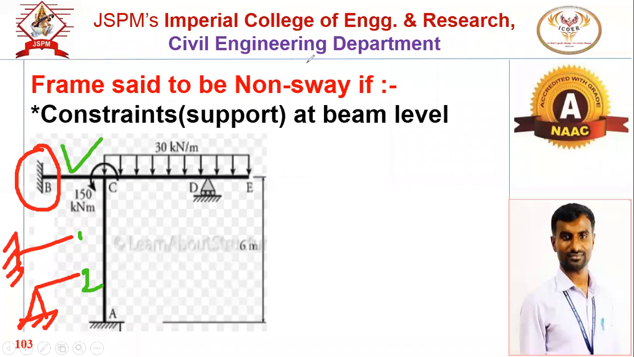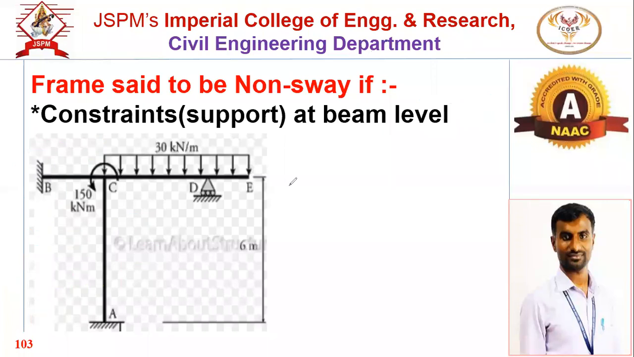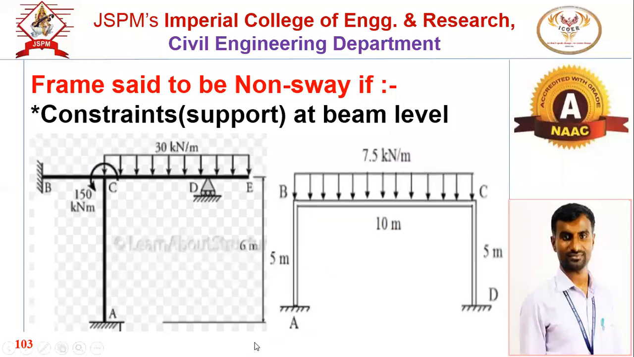Why non-sway? Because these two supports have a horizontal constraint, or horizontal reaction, at the fixed support as well as at the hinge support, which restricts the horizontal motion, or horizontal displacement, of the given frame. So if there is a support at beam level, and that support is a fixed one or a hinge one, you can directly conclude the given frame is of non-sway type. Okay, so this frame is the non-sway frame. Now tell me, is this frame a sway frame or non-sway? This.